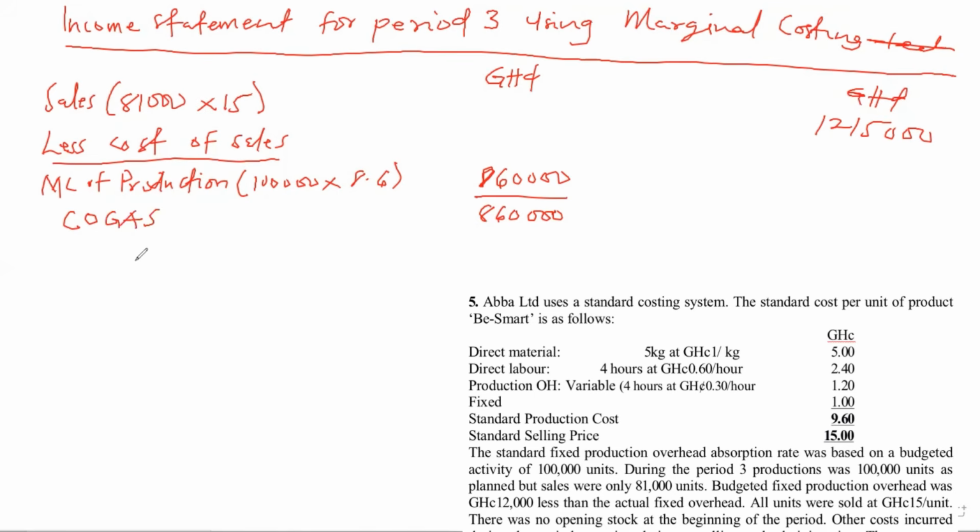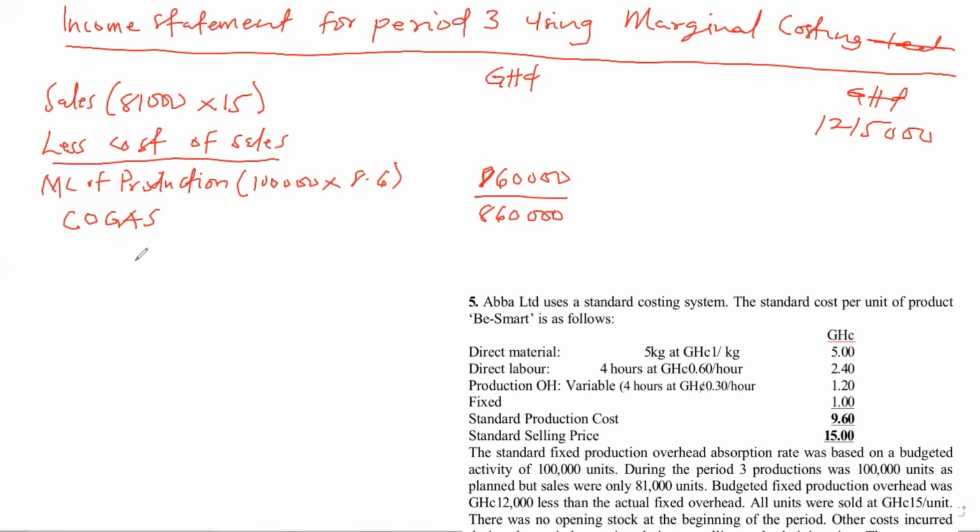So after having your cost of goods available for sale, when you read the question carefully, you see that the question did not tell you the closing unit. But you should know that they said they produced 100,000 goods and they were able to sell only 81,000.